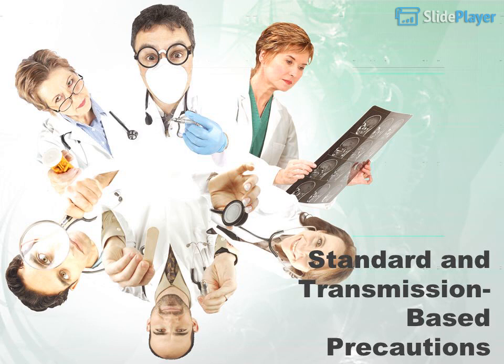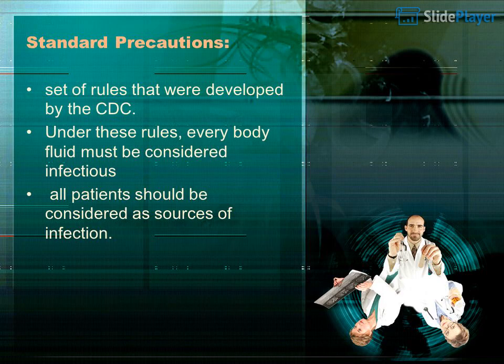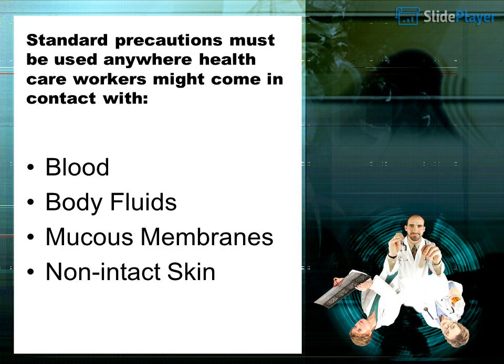Standard and transmission-based precautions. Standard precautions are a set of rules that were developed by the CDC. Under these rules, every body fluid must be considered infectious. All patients should be considered as sources of infection. Blood, body fluids, mucous membranes, non-intact skin.